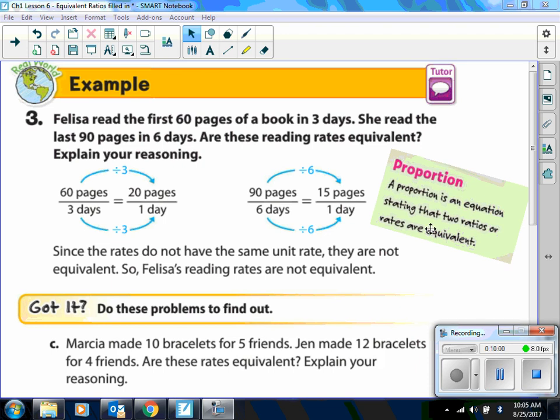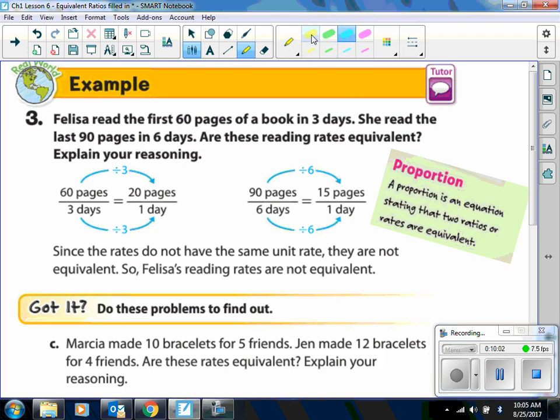Very good. Now here, I want you to write down this definition of a proportion. A proportion is an equation stating that two ratios are equivalent. So that says that if my ratios are equal, then if I set the two ratios into an equation and say this ratio is equal to this ratio, they form a proportion. They are proportional.